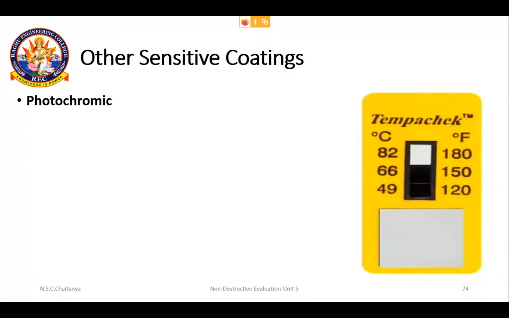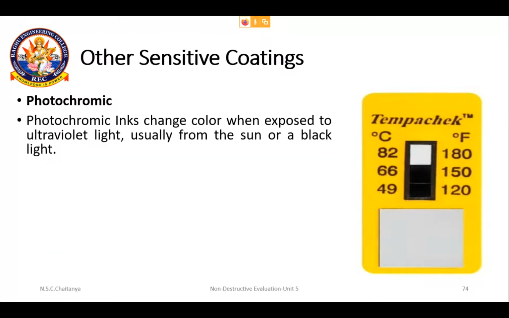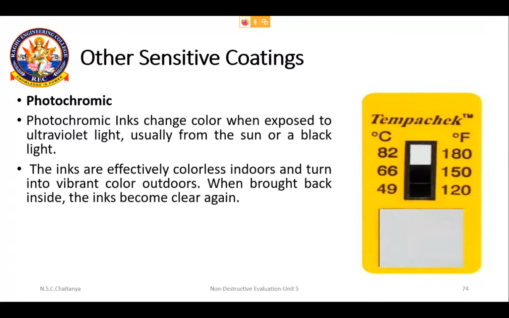There is one more classification of these temperature sensitive coatings, that is known as photochromic. Photochromic inks change color when exposed to ultraviolet light, usually from the sun or black light. These inks are effectively colorless indoors, that is, whenever they are under a shade, they will be colorless and turn into vibrant color outdoors. When brought back inside, these inks again become clear, that is, they again become colorless.